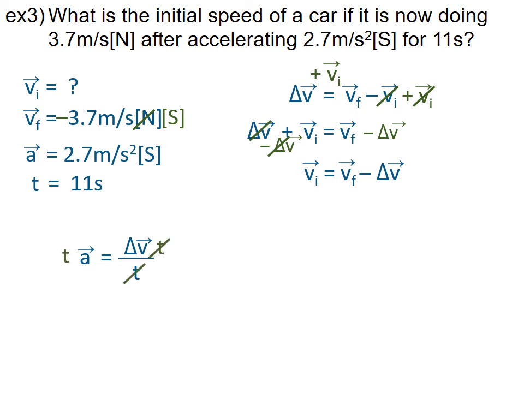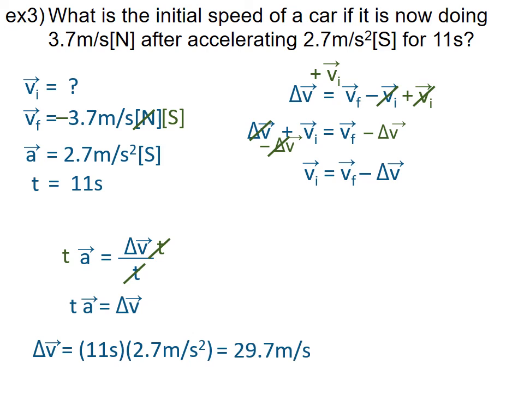So on the right-hand side, the t's will cancel out, and I wind up with t times a equals delta V. So change in velocity equals time multiplied by acceleration, which is, well, time is 11 seconds, acceleration is 2.7 meters per second squared. I multiply them together, and I get a change in velocity of 29.7 meters per second.